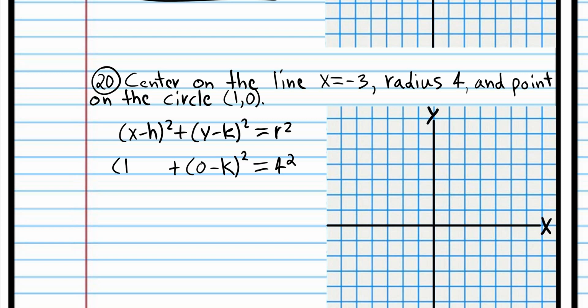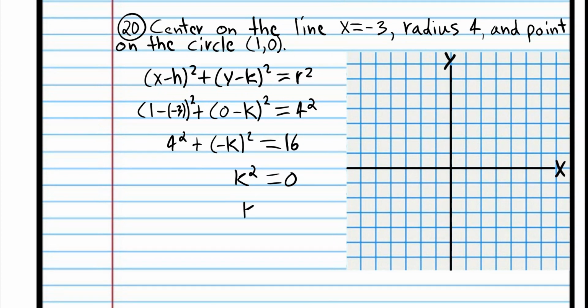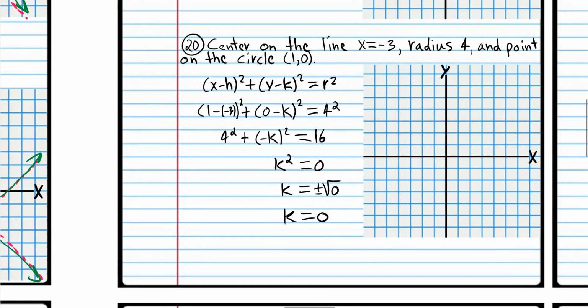The x value of the point on the circle is 1, and the x value of the center is negative 3, because we know that the center is on this line, so the x value of the center must be negative 3. So now we get 4 squared plus negative k squared is equal to 16. Subtract 16 from both sides, and we get 0 is equal to k squared. When you square negative k, it just becomes positive k squared. Square root both sides, and we get k is equal to plus or minus root 0, which is just 0. So the y value of the center is 0.